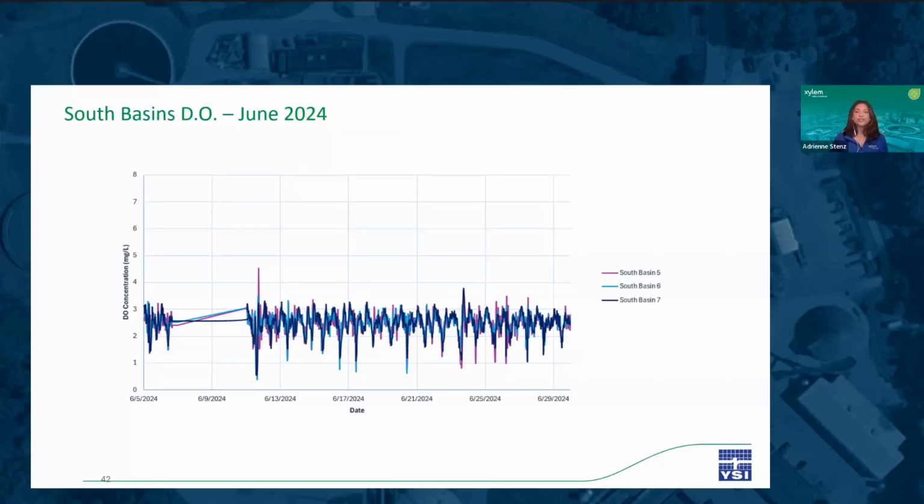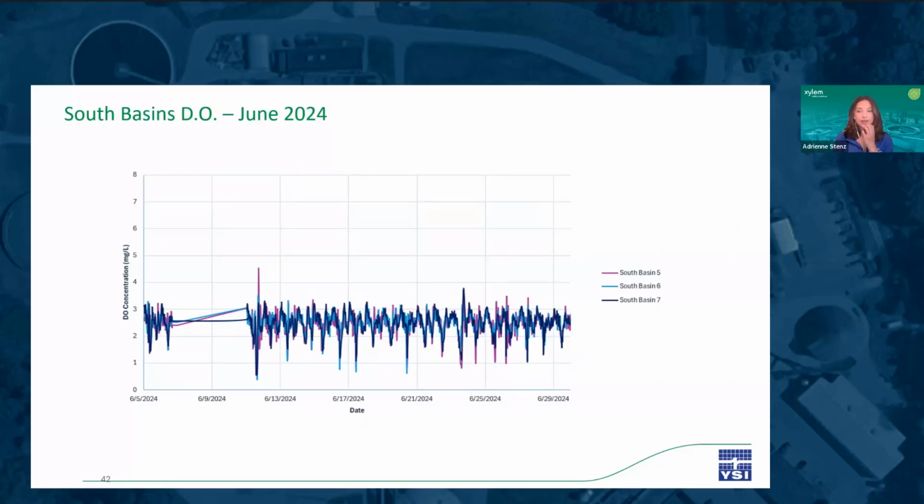These are the DO levels in the South basins for the month of June. You can see much more consistent DO performance across the South basins when compared to the North, obviously, since these are run on DO control, maintained at a set point of 2.5 milligrams per liter, which you can see as the average here. There was one spike on June 11th for South Basin 5, but other than that, the basins had pretty consistent performance.